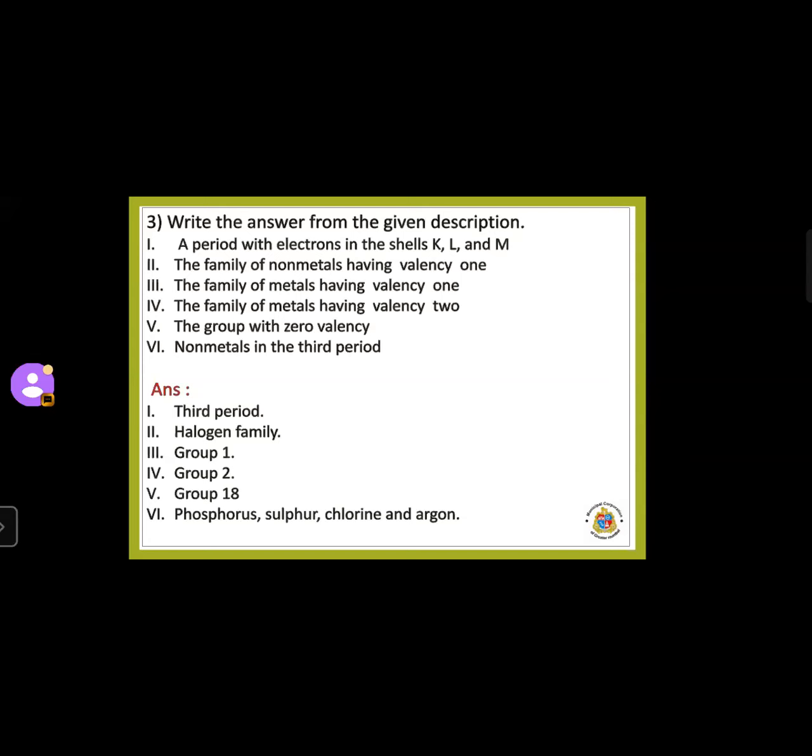Now the group with zero valency means these are the inert gases, noble gases. So noble elements are there. The group with zero valency, these are the inert gases or noble elements. So these are the group 18. Okay, zero group, that is the 18 group. And sixth one is what?